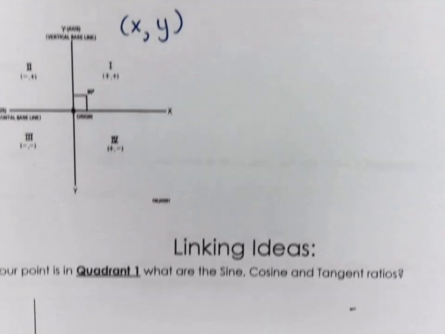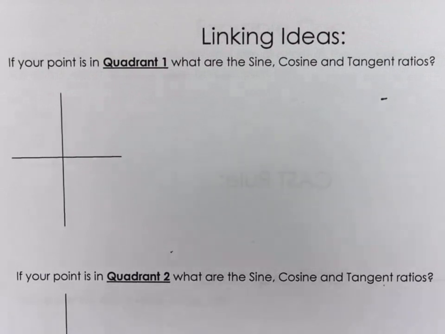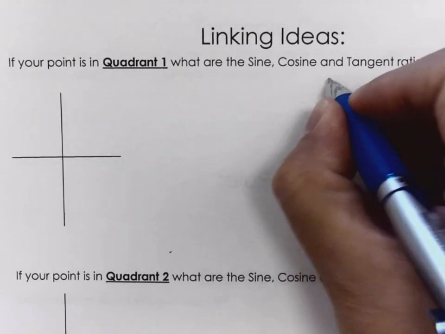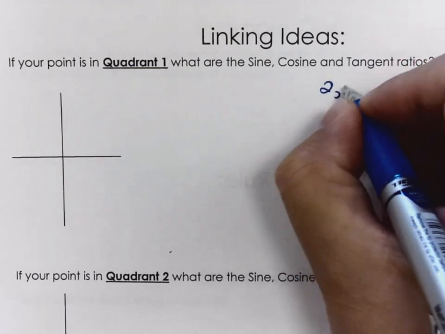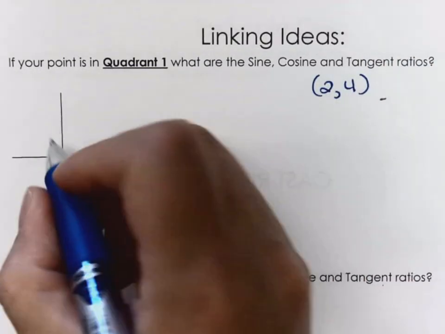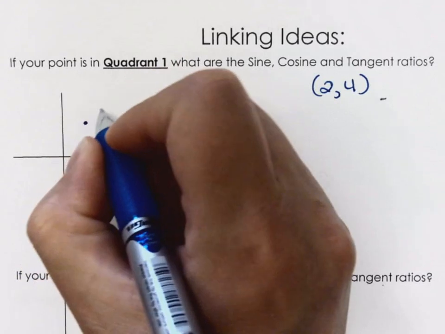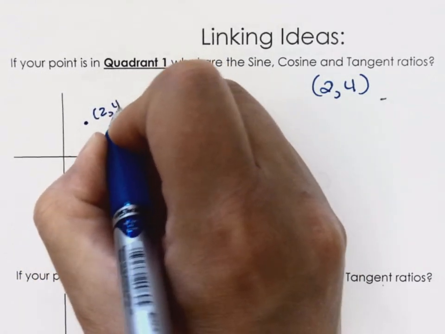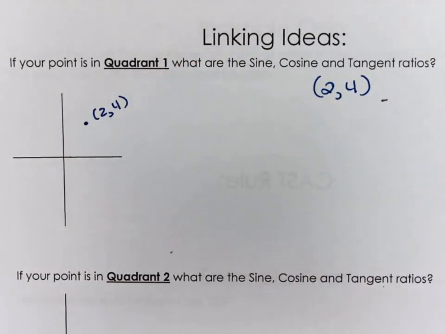Okay, so we are going to do some math together. Let's pick a point in quadrant 1. And since nobody's here, I'm going to pick point (2, 4). All right, so over 2, up 4, we're around here. I'm estimating. This is all rough.